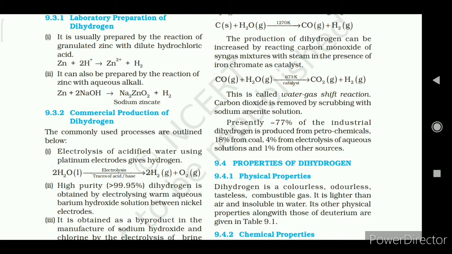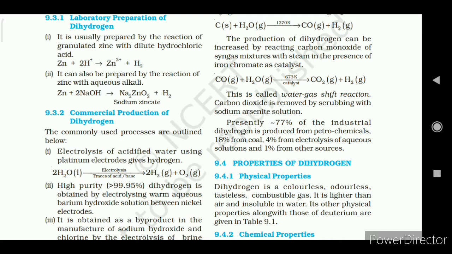Carbon dioxide is removed by scrubbing with sodium arsenite solution. Presently, 77% of the industrial dihydrogen is produced from petrochemicals, 18% from coal, 4% from electrolysis of aqueous solution, and 1% from other sources. 9.4 Properties of dihydrogen.